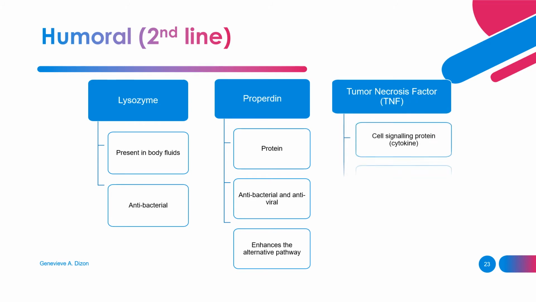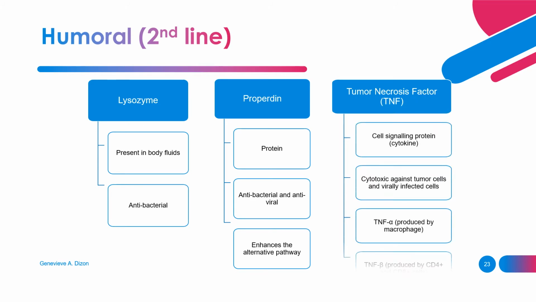And the last one is tumor necrosis factor, or TNF. This is a type of cytokine, so that means it gives signals to other cells, which is cytotoxic to tumor cells and virally infected cells. Therefore the name tumor necrosis factor. There is TNF alpha, which is produced by the macrophage, and TNF beta, which is produced by CD4 and CD8 cells.